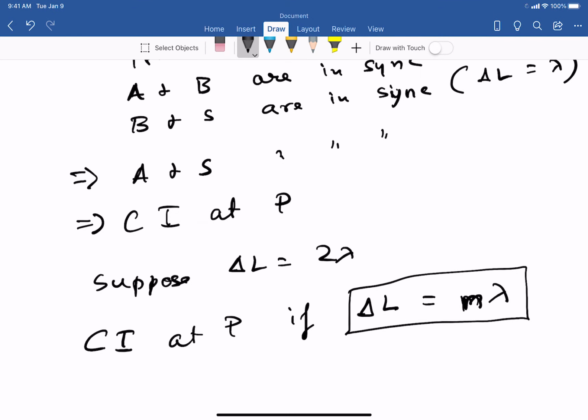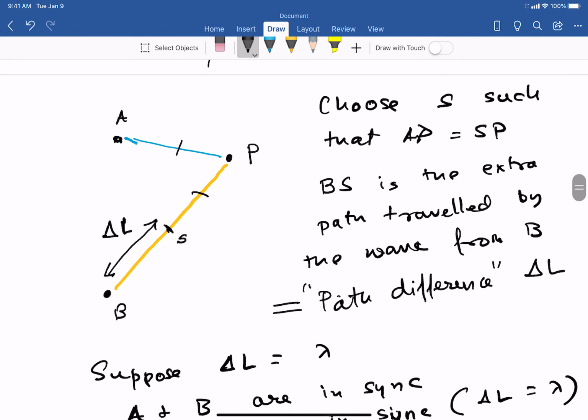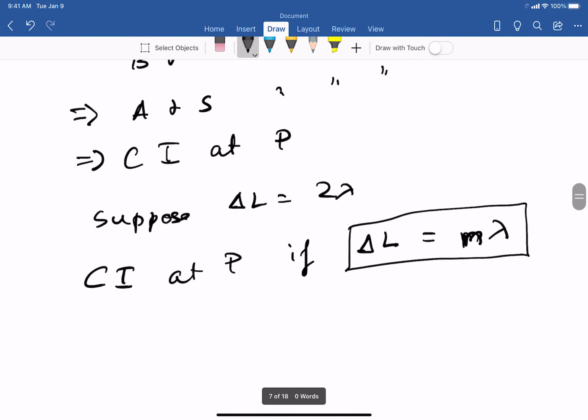Now let's look at the condition for destructive interference, and you can probably do this yourself. So I'll just draw this again.